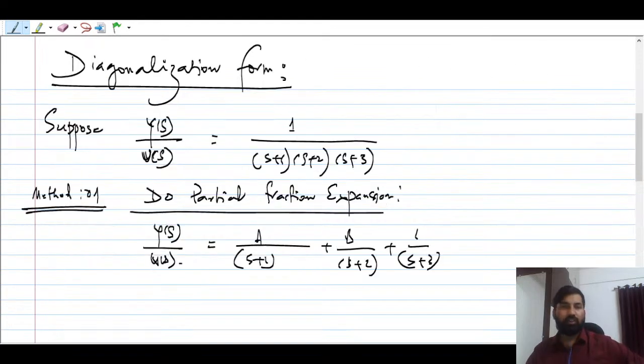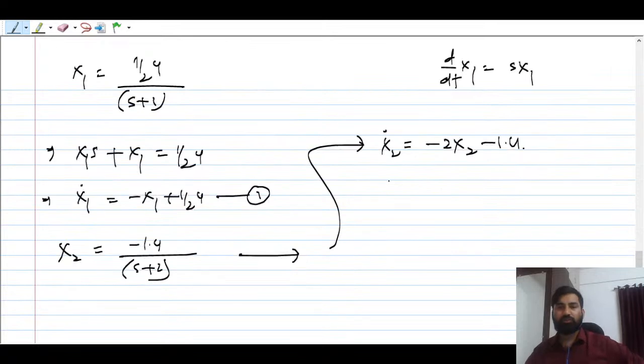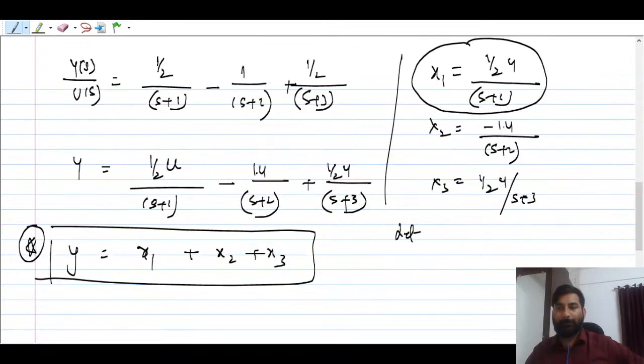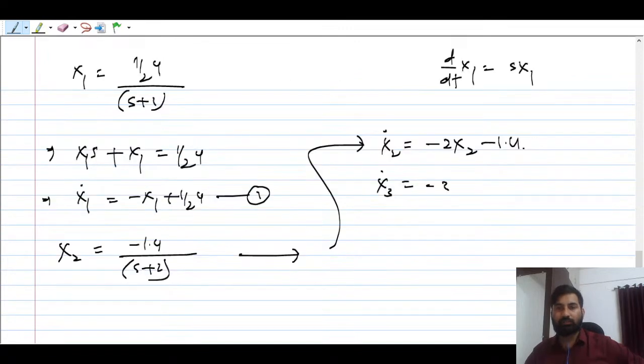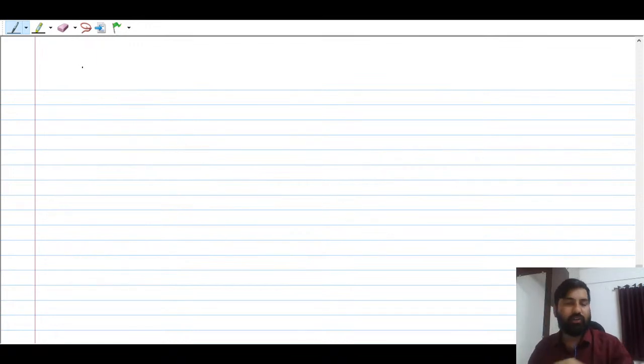Because, okay, x3 is what? x3 was this. We consider x3 is this 1 by 2 s plus 3. So from here you can obtain x3 dot is going to be equal to minus 3x3 plus 1 by 2 u, right? I believe this is the second equation and this is the third equation, right? So since you have got all these equations, you can now write the canonical, you can say diagonalization form.